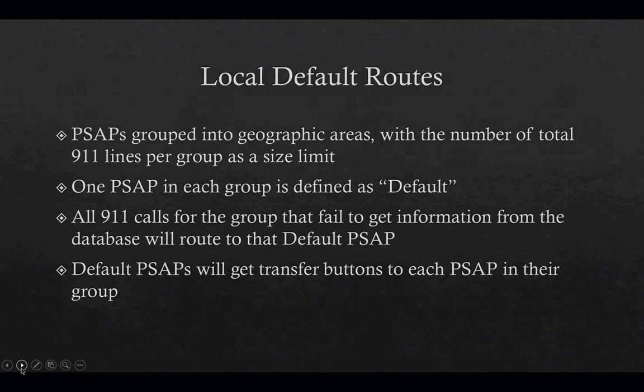All 911 calls for that group that fail to get information to the database will go to the default PSAP. And then the default PSAP will get transfer buttons on their Vesta screen for every 911 center they provide that service to. Now, I named out several PSAPs in there that we are thinking about as defaults, but we haven't communicated that out. I wanted to be able to explain this to everybody first.